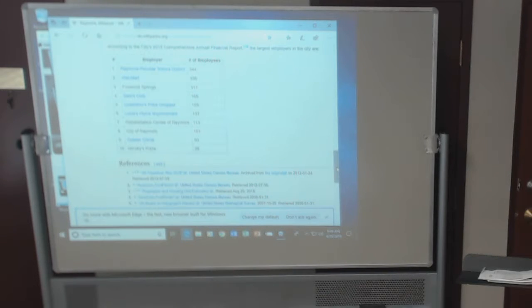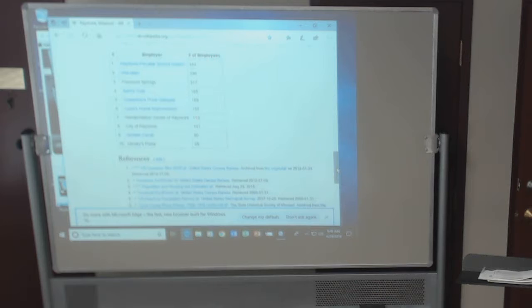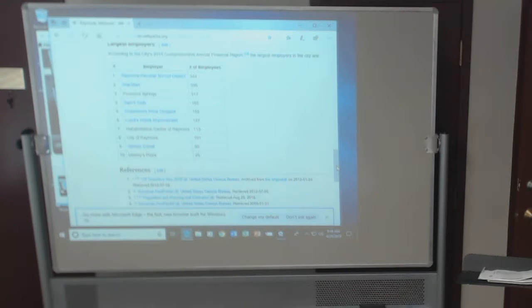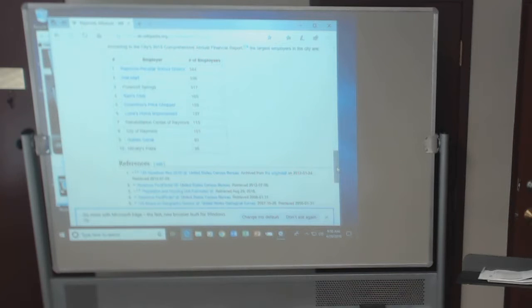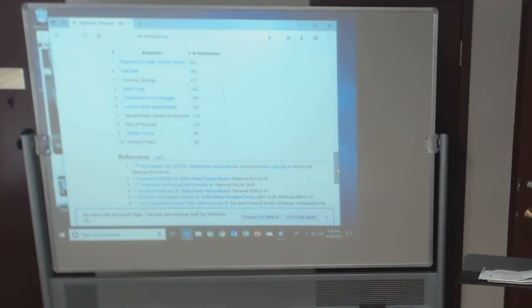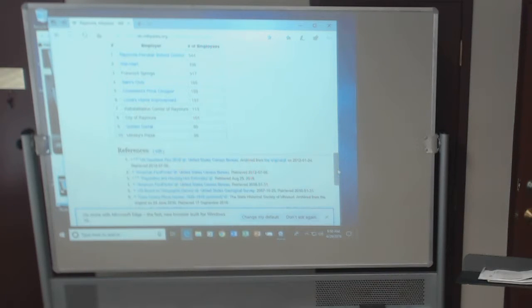Cosentino's Price Chopper. Lowe's Home Improvement. Look at how many people work at Walmart. 336, 165 at Sam's Club, 317 at Foxwood, 159 at Cosentino's. I don't know where this rehab center of Raymore is. Does anyone know where that is?